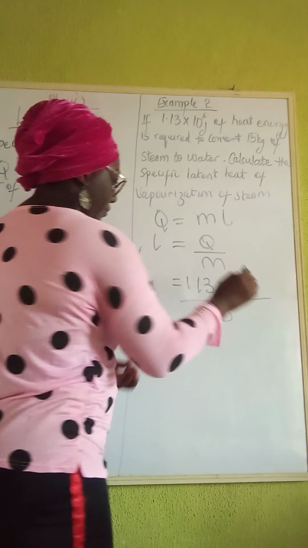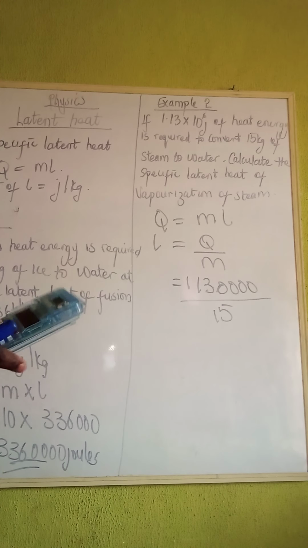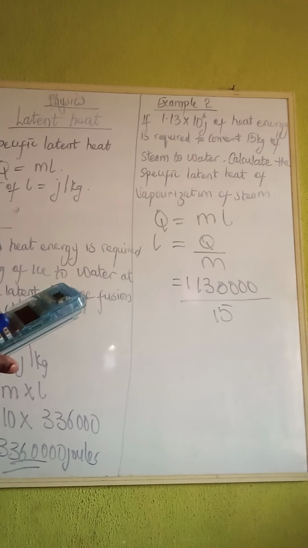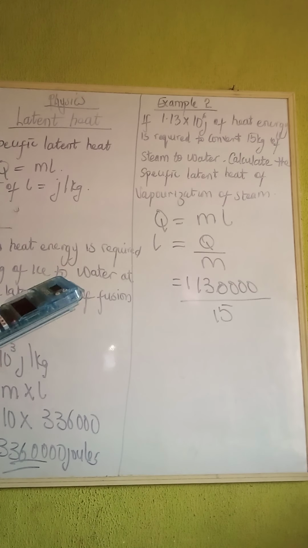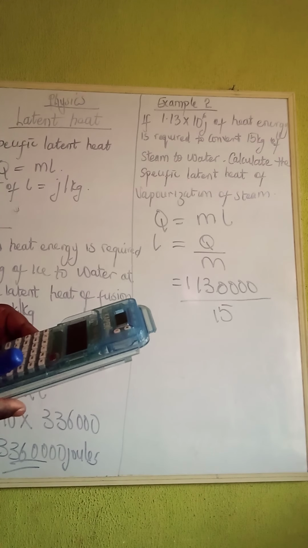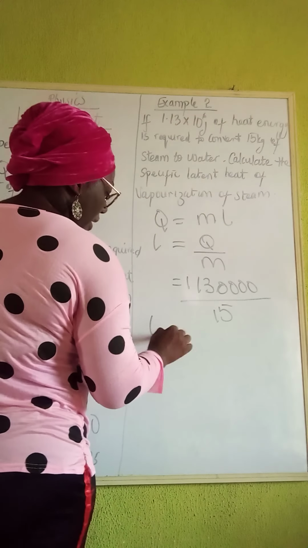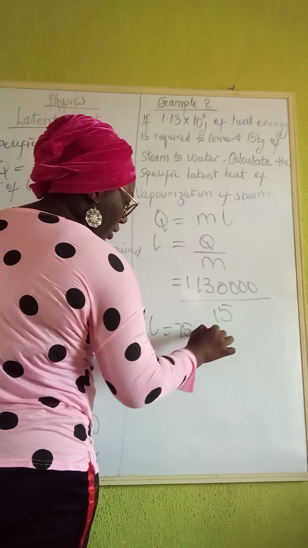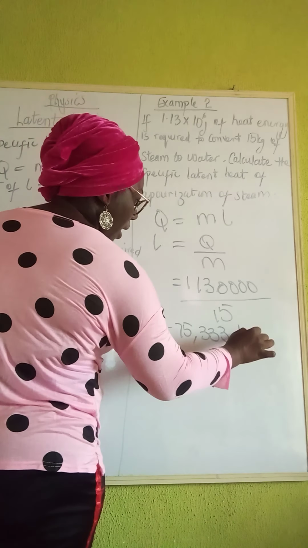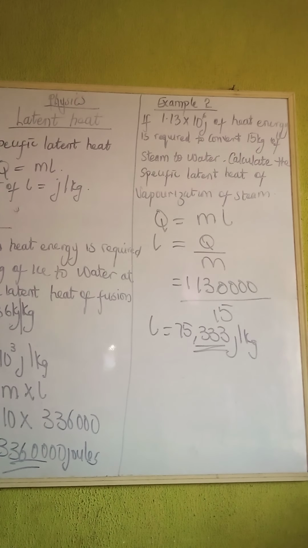15. So let me use the calculator. 113 and how many zeros? 4 zeros. Divided by 15. So here we are having 75,333.3. So our L here is 75,333. Because it is L, that will be joules per kilogram. Is that understood?